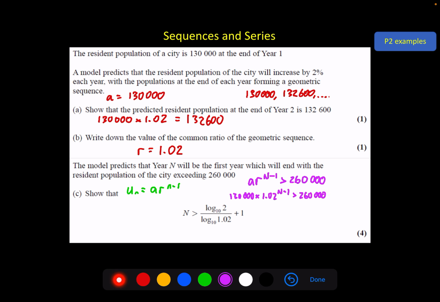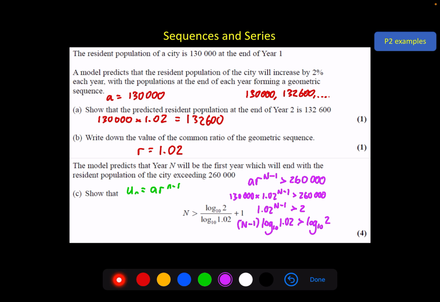The first thing I'm going to do is divide by 130,000, and they've given us very nice numbers here because this is half of this. So when I divide that through, I'll get a 2. Now, of course, I need to use my log rules. I take logs of both sides, and then I can bring the power down the front. So we've got n minus 1 times, I would normally do natural logs, but in the question they've got log base 10, so I'll have to use log base 10 of 1.02, and log base 10 of 2.